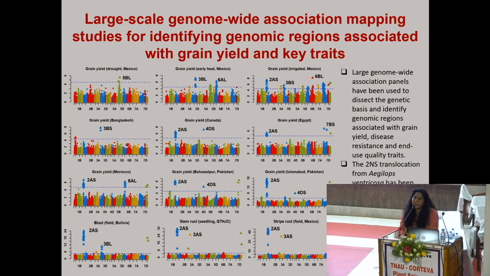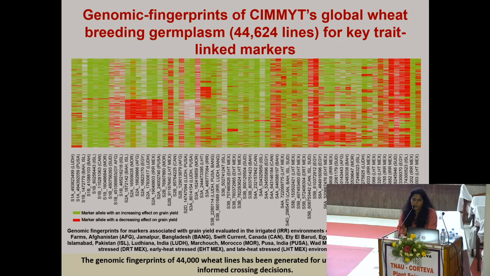And we've also fingerprinted CIMMYT's germplasm, about 44,000 lines. We've fingerprinted all these lines for the grain yield alleles. A green allele here is an allele that increases grain yield, and a red allele is an allele that decreases grain yield. So we have fingerprinted all our germplasm, 44,000 lines, and you can see breeders have pretty much done a good job in increasing the frequencies of the favorable alleles even without markers.